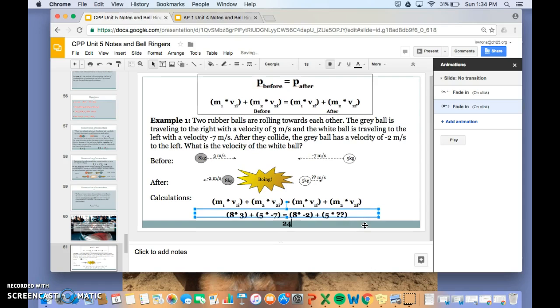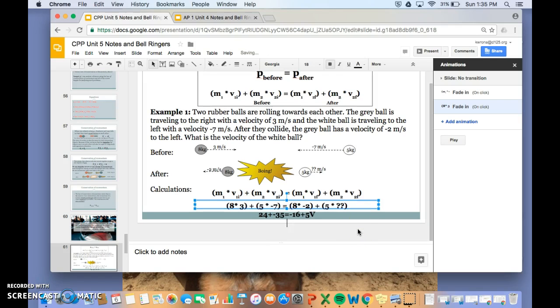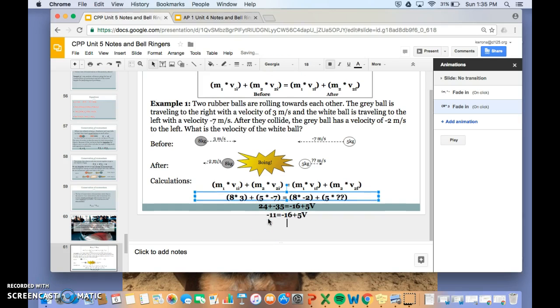So 8 times 3 is 24, plus 5 times -7 is -35, equals 8 times -2 is -16, plus 5 times, I'm going to call that V final, because we're looking for the velocity there. So I can keep going. 24 plus -35 is -11, equals -16 plus 5 times the final velocity. I'm going to add 16 to both sides. So I'm going to get 5 equals 5 times the final velocity.